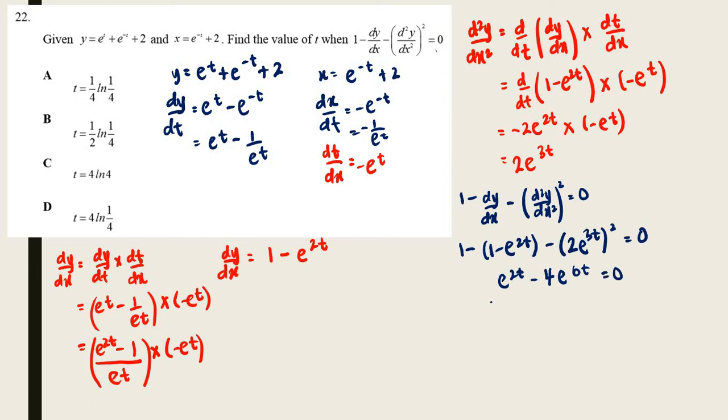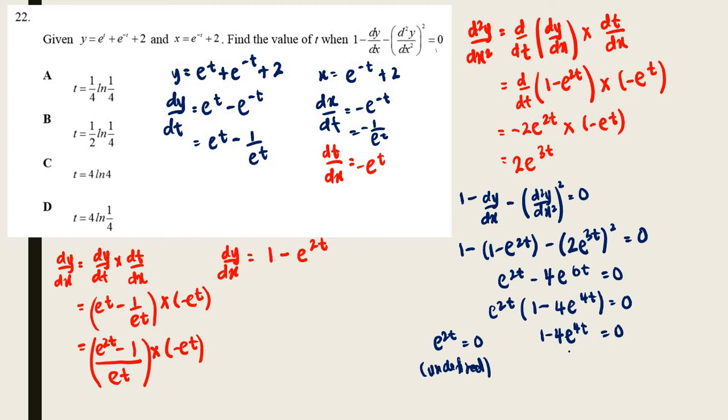So we're going to have two values over here. We can factorize out e^(2t). So we have e^(2t) times (1 minus 4e^(4t)) equals 0. By taking this, we have two answers. We have e^(2t) equals 0, so the answer is undefined. And then you will get that 1 minus 4e^(4t) equals 0.